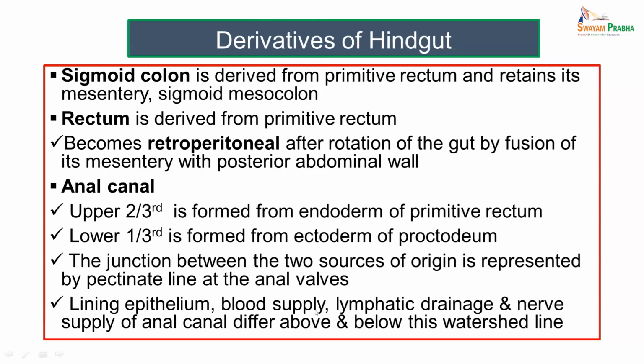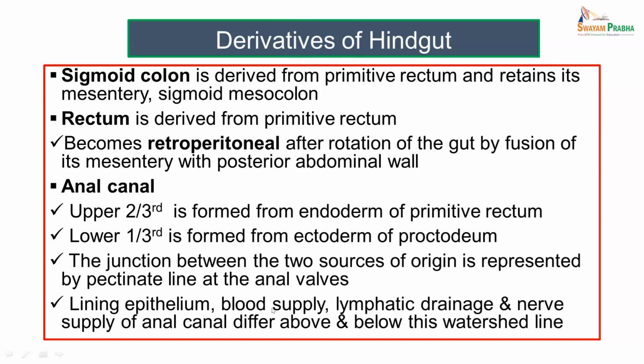Blood supply of anal canal above the pectinate line is by superior rectal artery, which is a branch of inferior mesenteric artery, the artery of hindgut. While the part of anal canal below the pectinate line is supplied by a branch of internal pudendal artery called as inferior rectal artery.